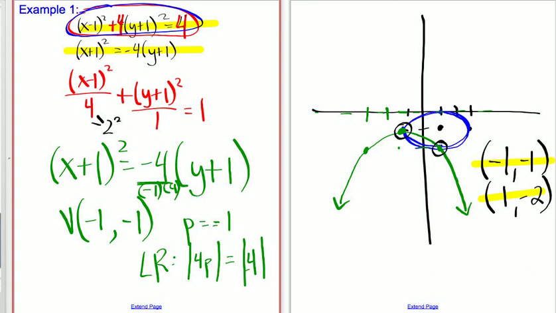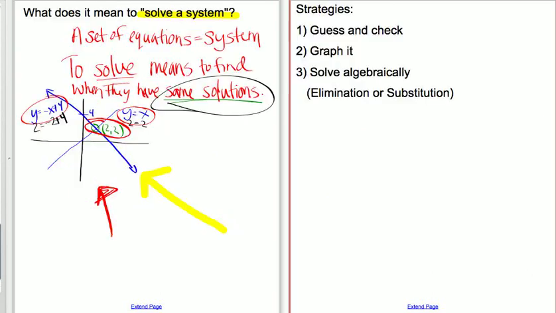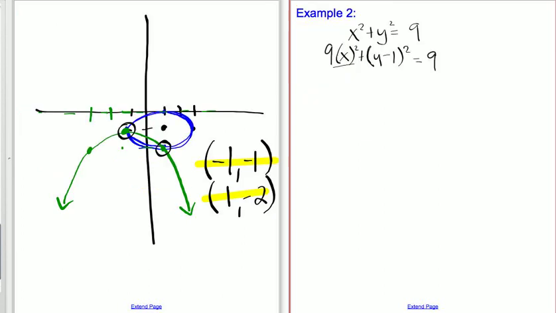Now, the second strategy that we're going to look at is the algebraic strategy. So we just talked about guess and check, not a very good option, but we could do it. We've already looked at graphing it. Now we'll talk about solving algebraically. The second example lends itself to solving algebraically, mostly because I can substitute something right away, or I can use elimination. So I'll show you those 2 strategies so you can remember how to do both of them.